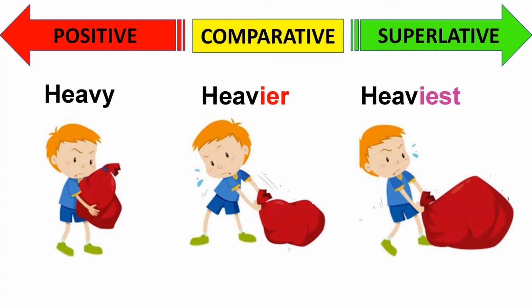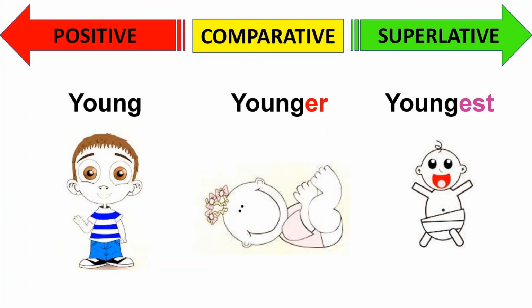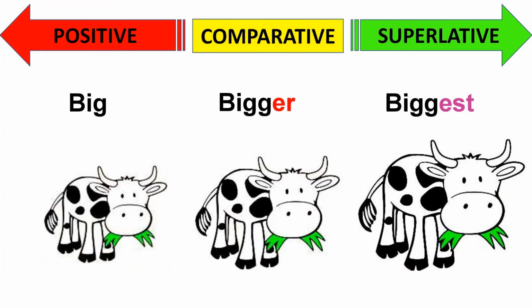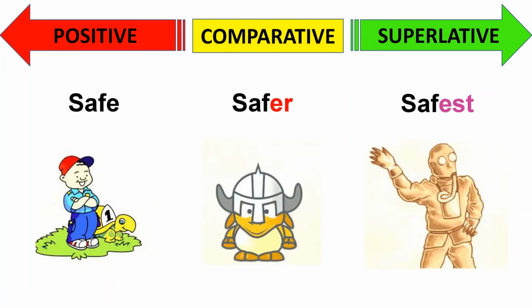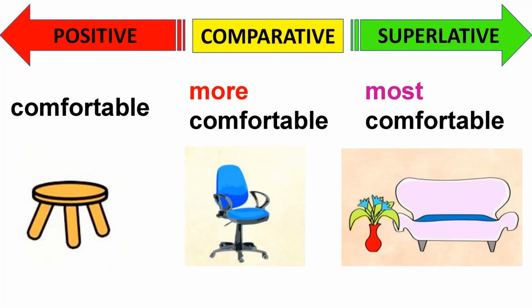Heavy, heavier, heaviest. Loud, louder, loudest. Young, younger, youngest. Cold, colder, coldest. Big, bigger, biggest. Safe, safer, safest. Difficult, more difficult, most difficult. Comfortable, more comfortable, most comfortable.